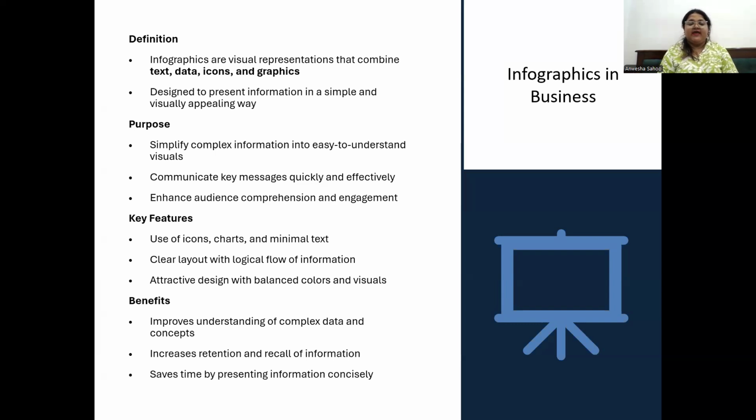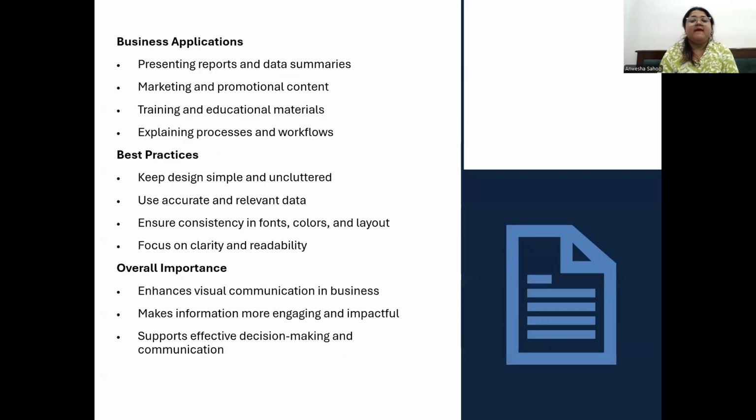Key features are use of icons, charts, and minimal text, clear layout with logical flow of information, and attractive design with balanced colors and visuals. Benefits are improved understanding of complex data and concepts, increased retention and recall of information, and saving time by presenting information concisely. Business applications: presenting reports and data summaries, marketing and promotional content, training and educational material, explaining processes and workflow.